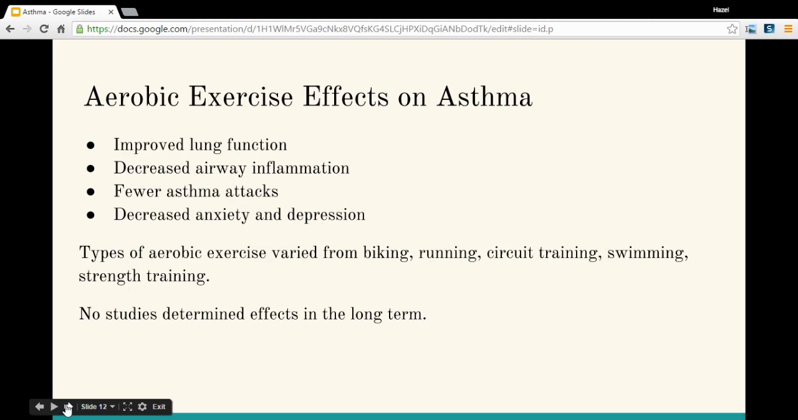Aerobic exercise has been shown to improve lung function, decrease airway inflammation, help reduce asthma attacks, and decrease anxiety and depression, which is also important because a lot of the time, individuals with asthma are scared to engage in exercise because of the idea of having an asthma attack during it. The article we read showed that varied aerobic exercises would help with asthma, including biking, running, circuit training, swimming, and even strength training. But the downside to the study was that no studies determined the effects in the long term.